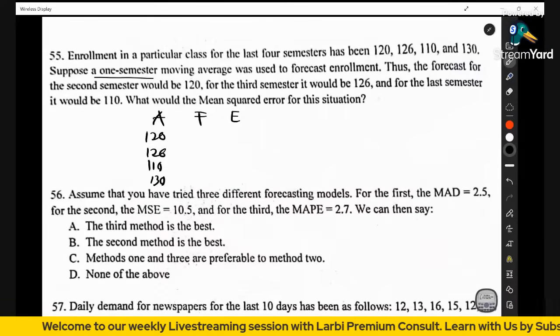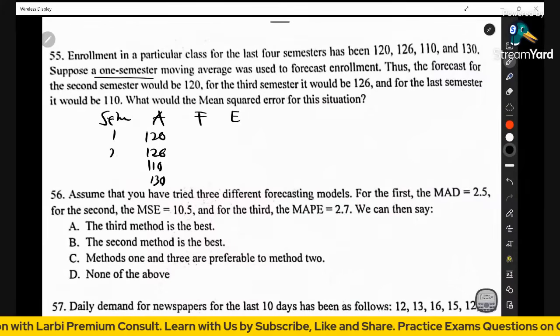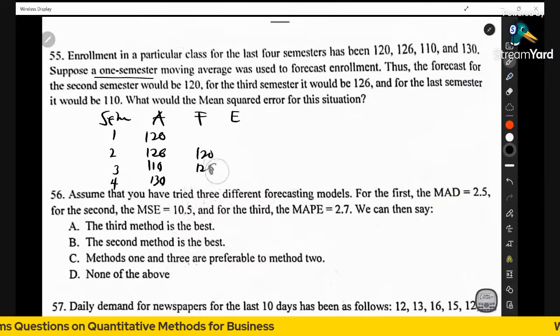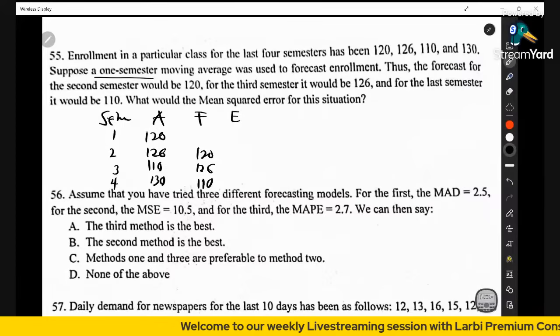So that means the second semester. So we have sem 1, sem 2, sem 3, and sem 4. For sem 2, the forecast was 120. Sem 3 was 126. And then sem 4 was 110. Right? So what will the mean square error be?